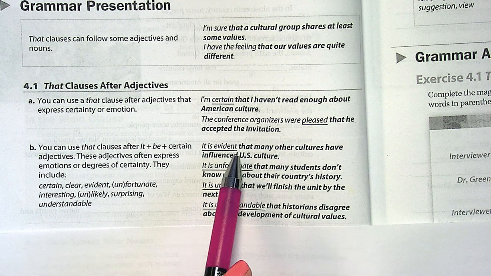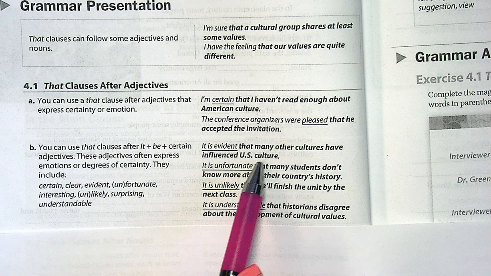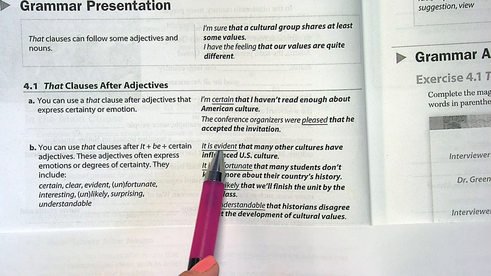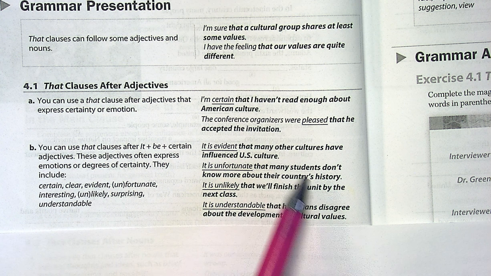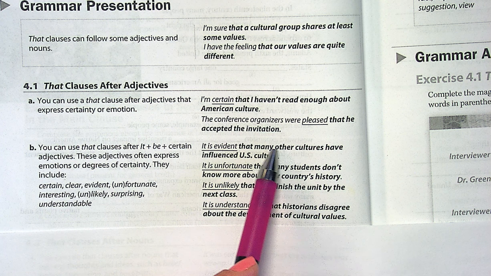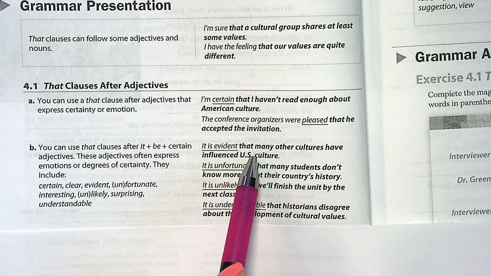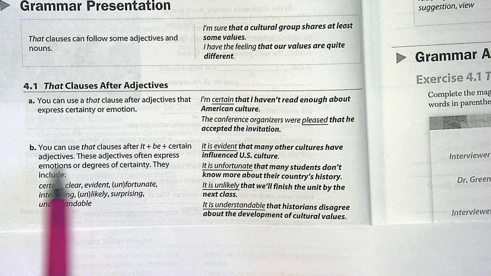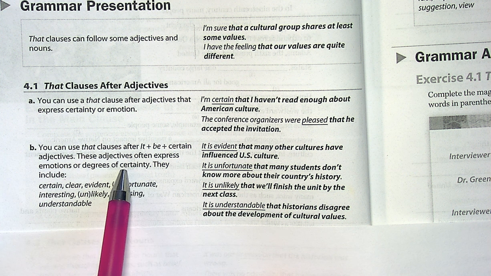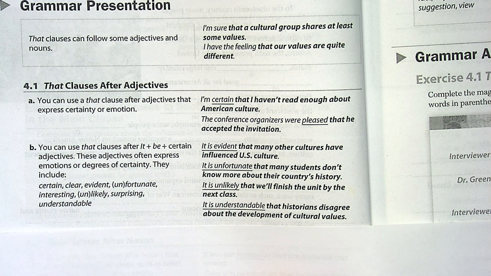And then after these adjectives, we add that. It is evident that many other cultures have influenced the U.S. culture. In this case, this is our fact. Many other cultures have influenced the U.S. culture, and we want to give a little bit of emotion or show how certain we are about this fact. We call this boosting or hedging. We can boost something, we make it stronger.